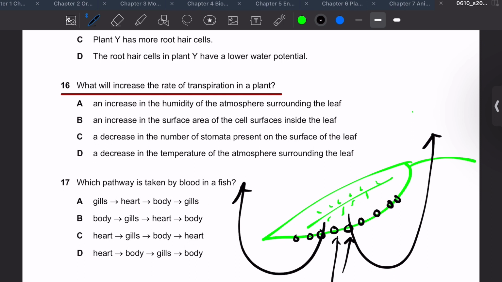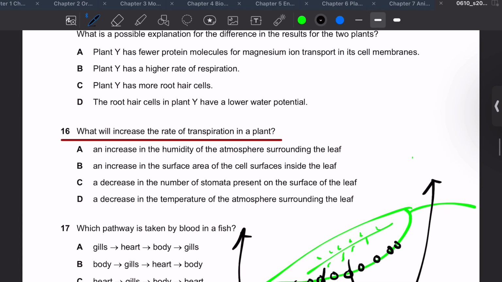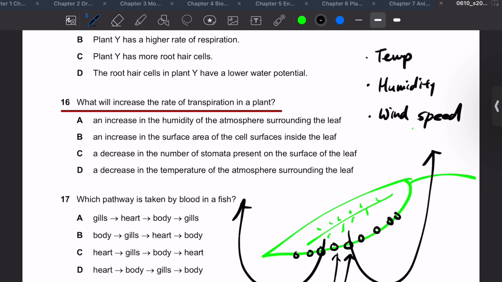And there are 3 factors that can affect the rate of transpiration. First one is temperature, of course. Second one is humidity. Third one is wind speed. So as the temperature goes up, there's going to be more evaporation occurring. So there's going to be an increase in transpiration.